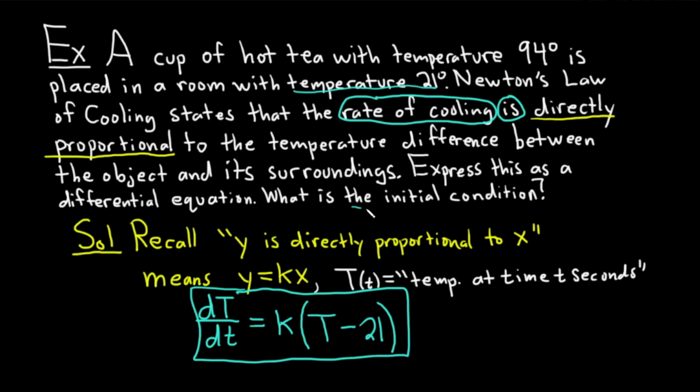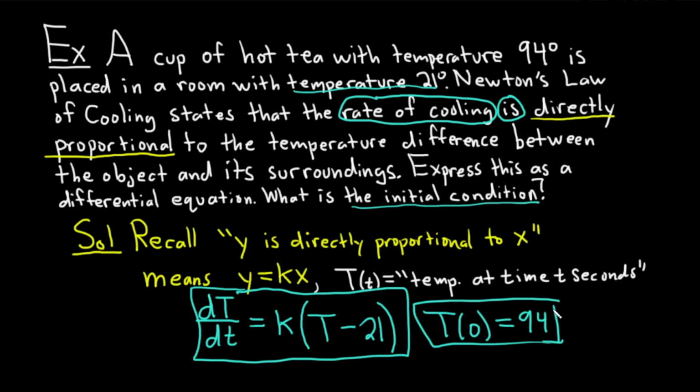It also wants the initial condition. So the initial condition is the initial temperature of the object, which in this case is a cup of hot tea. The first sentence says, a cup of hot tea with temperature 94. So that would be T of 0 is equal to 94. So this would be the initial condition.